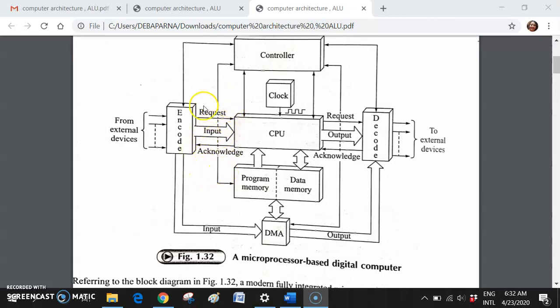So the multiplexer will be there just to choose one line at a time. That means one input device at a time, so that finally the digital data will be entering into the CPU. Okay. So after that, what will happen?